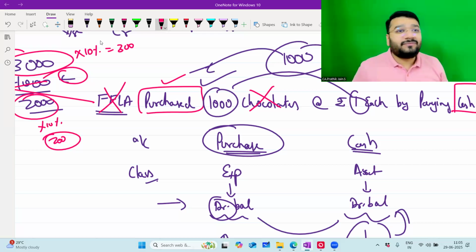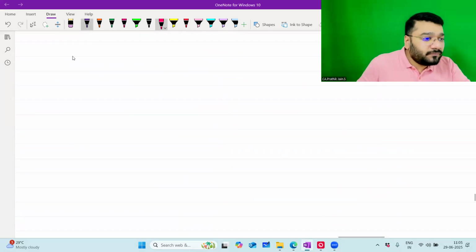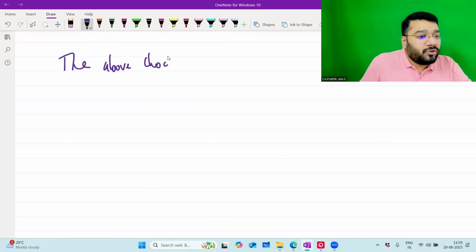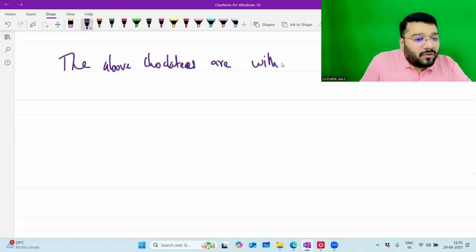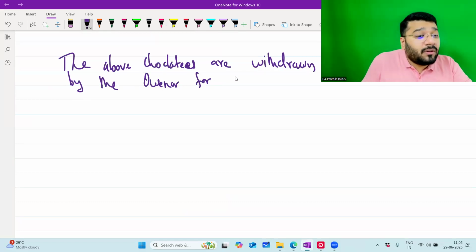How will they run the country? Think about it. So the income tax department very clearly said that if you are withdrawing the goods from the business, we will not allow you to record this as expense. Okay or not okay? Okay. Now I'm telling that the above chocolates are withdrawn by the owner for personal purposes.